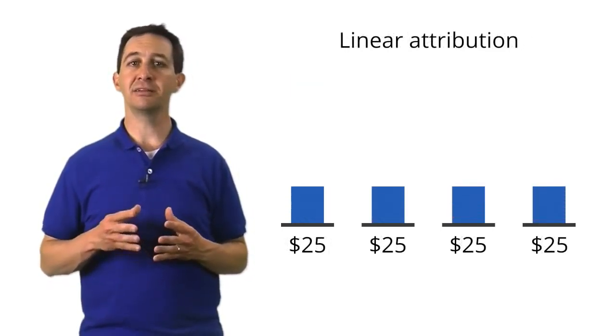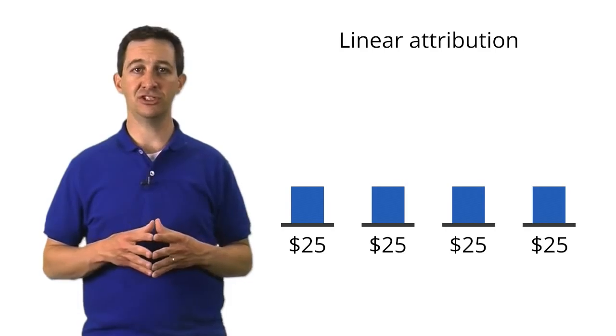Or you might assign a little bit of value to each of the assisting channels in the customer journey. In summary, the whole point of attribution is to better understand the value of each marketing channel and how multiple channels work together to drive conversions. You can then use this knowledge to better understand your customer's journey and allocate your online marketing budget accordingly.